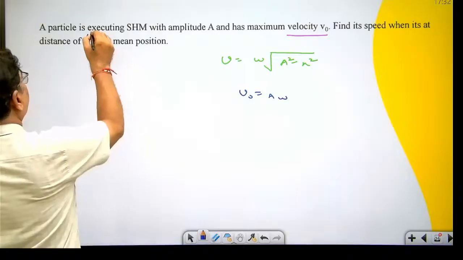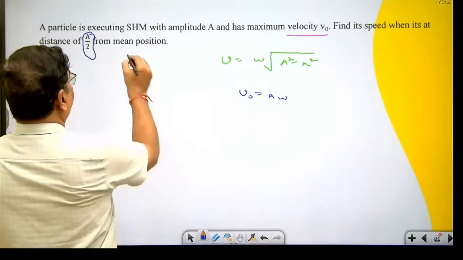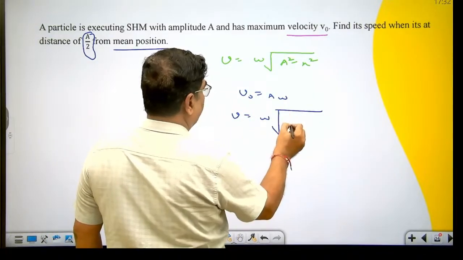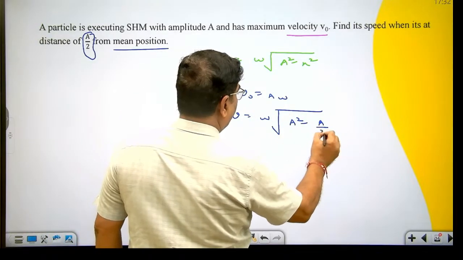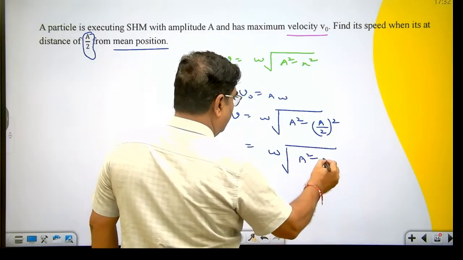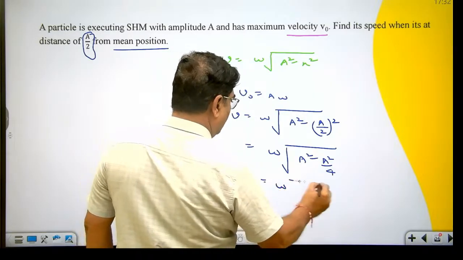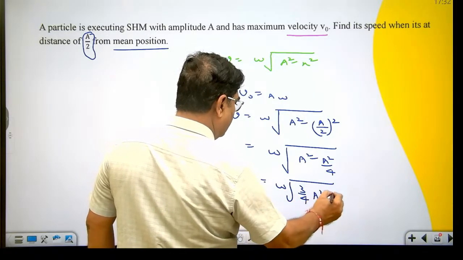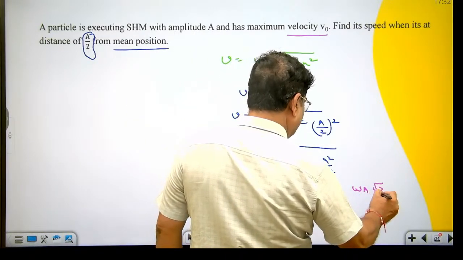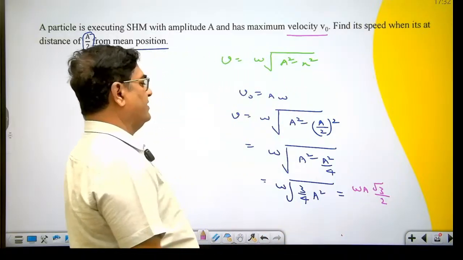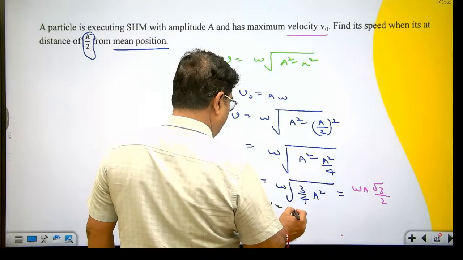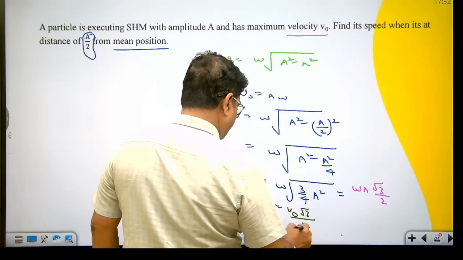Now in the question, we have to determine the speed at x equal to A by 2 from the mean position. So substitute the value: V equals omega root A square minus (A by 2) square. After solving, we get A square minus A square upon 4, so omega root 3 by 4 A square. This will be omega A root 3 upon 2. And what is omega A? This is V0. So the relation is V equals V0 root 3 upon 2.